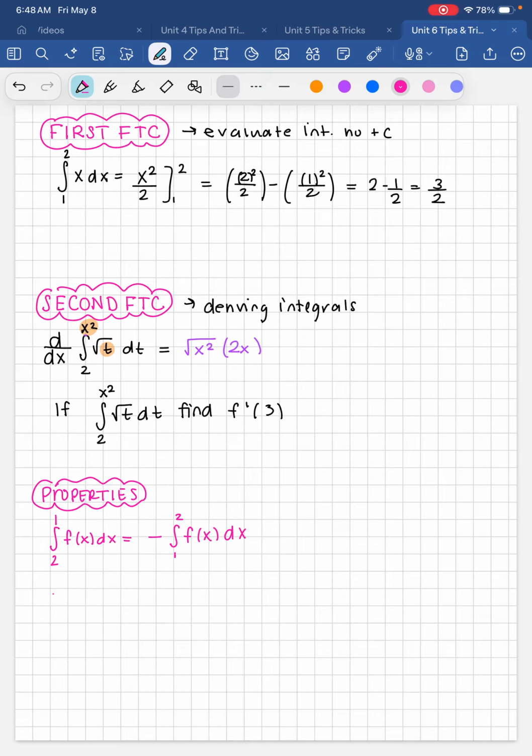And another common property is you can split up an integral over a number, depending on the question. So like if I wanted to go from 1 to 5 of f of x, I can say that's the integral from 1 to 2 of f of x, plus 2 to 5 of f of x. I have specific videos on all of these topics.